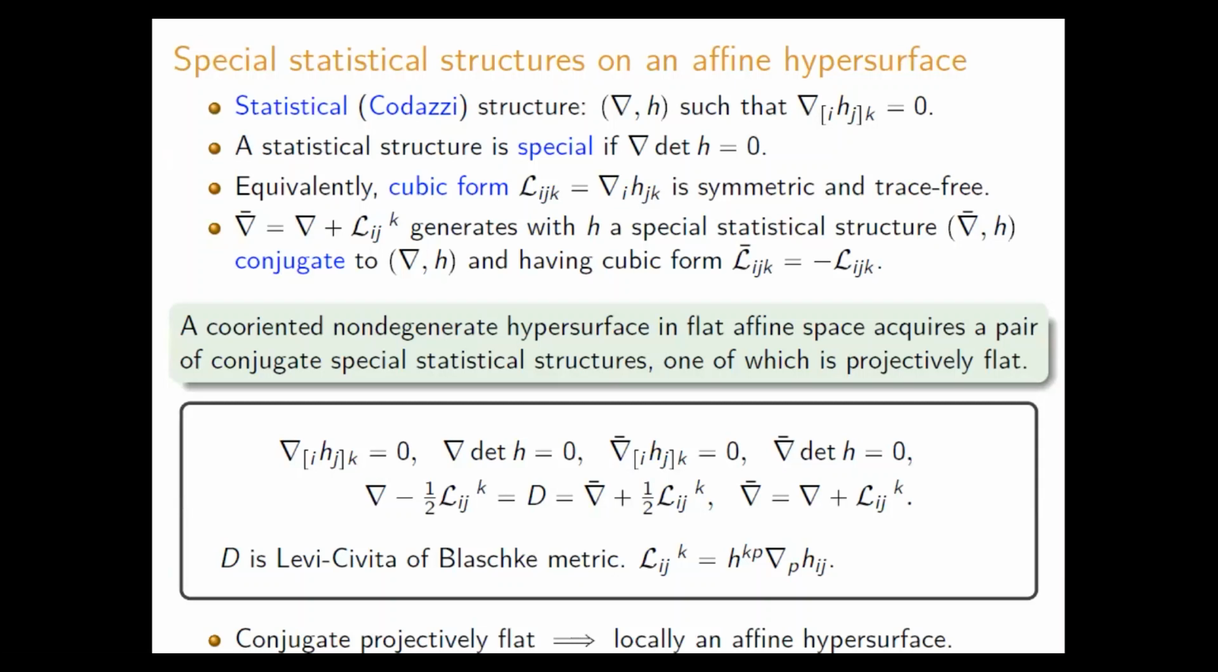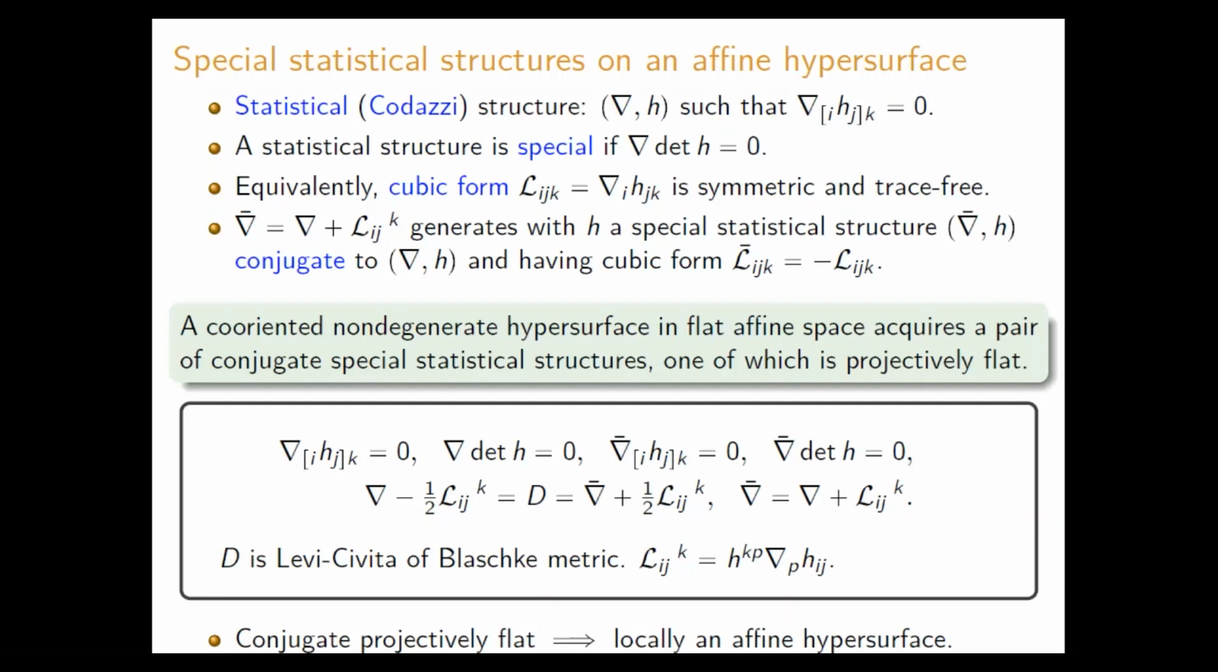But the summary is that a co-oriented non-degenerate hypersurface in flat affine space acquires a pair of conjugate special statistical structures, one of which is projectively flat. So it's this last statement which is what is special about hypersurfaces in flat affine space. This terminology of statistical structure means a connection and a metric, so that the skew symmetrization in the first two indices of the covariant derivative vanishes. And special means that the determinant of the metric is parallel. So those two conditions can be summarized as saying that the covariant derivative of the metric is symmetric and trace-free.